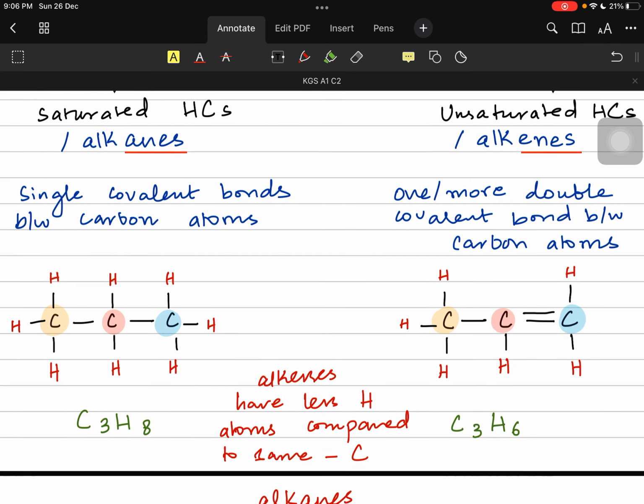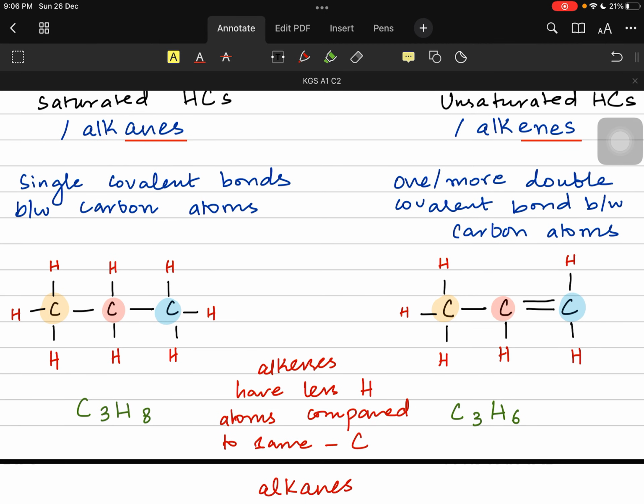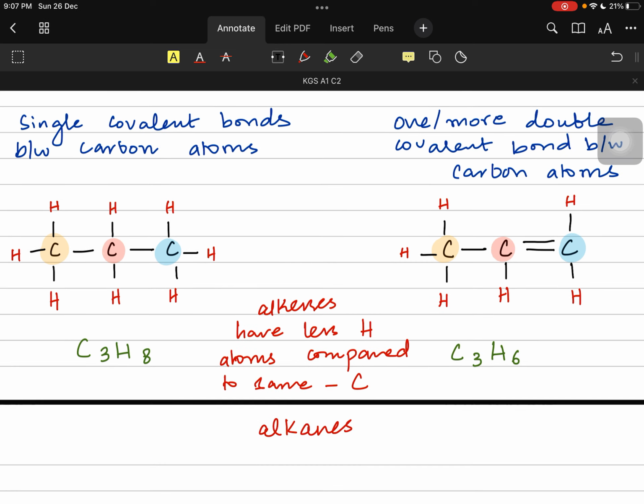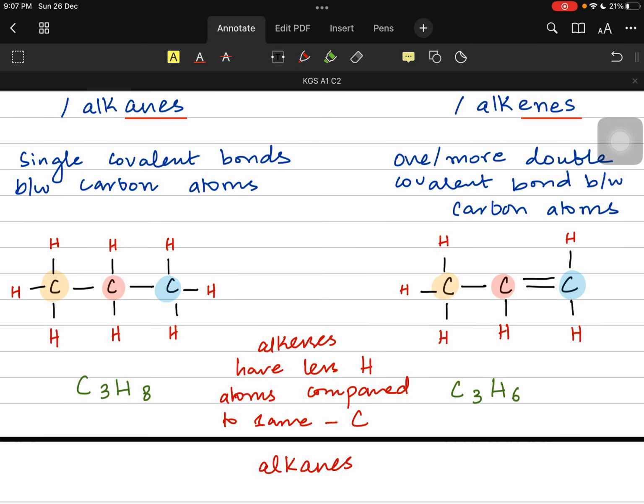So alkanes have no carbon-carbon double bond, only single bonds connecting the carbon atoms, and alkenes have one carbon-carbon double bond. Now one means there could be more, but within O-level chemistry you'll encounter only one carbon-carbon double bond within one structure. One more thing was important: alkanes have more hydrogen atoms compared to a similar alkene.